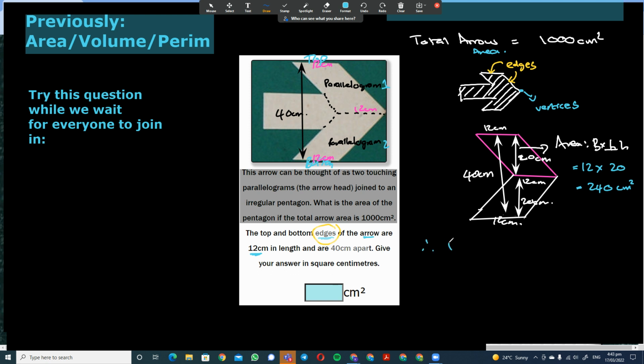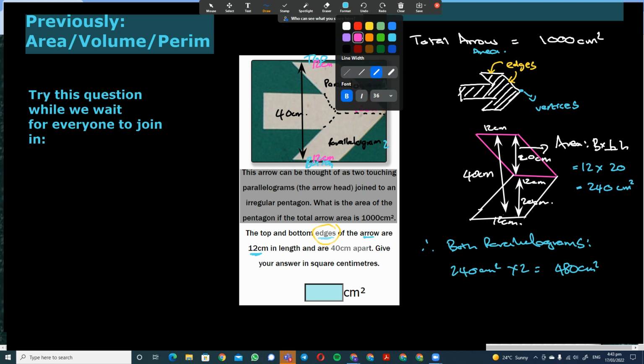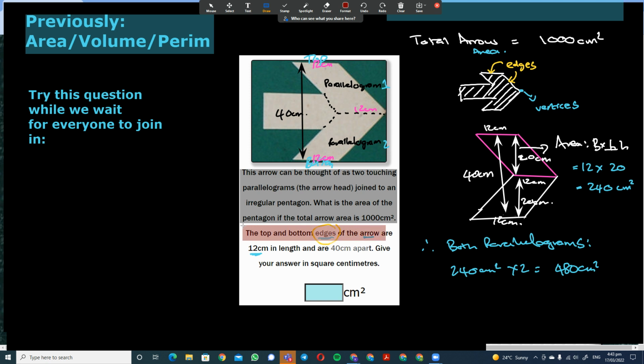So therefore, for both parallelograms, it would be 240 centimeters squared times 2, which is 480 centimeters squared. Now, what is the question asking? Let's go back again. The top and bottom edges of the arrow are 12 centimeters in length. We've done all of that. Give your answer in square meters. The question is, what is the area of the pentagon?